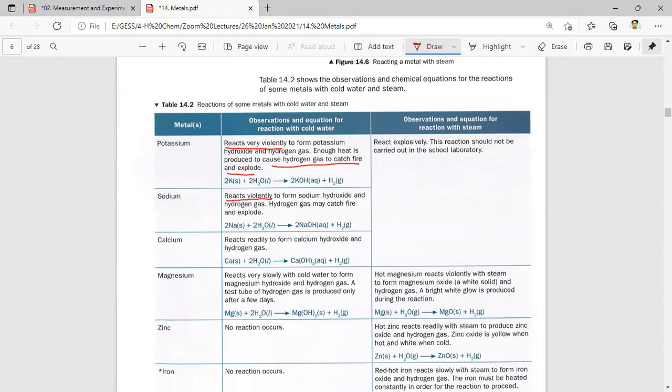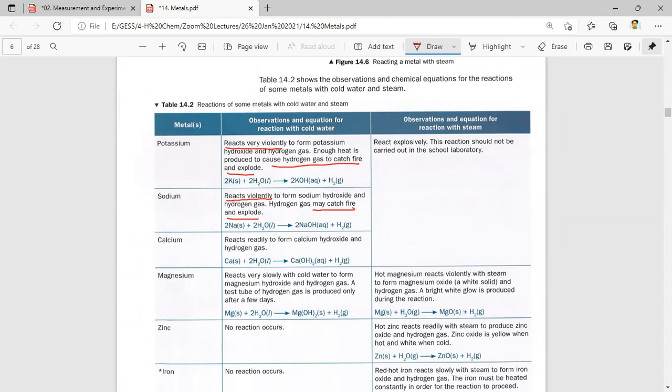Okay. Down here, for potassium, it says enough heat is produced to cause hydrogen gas to catch fire and explode. What do you realize in terms of the phrasing here? Hydrogen gas may catch fire and explode. You realize there's a little bit of toning down of the reaction. Therefore, you can straight away deduce that potassium is definitely more reactive than sodium.